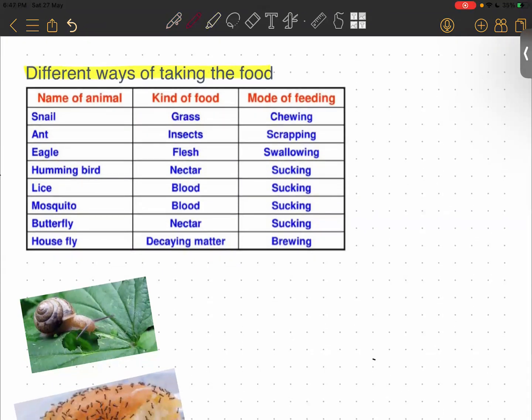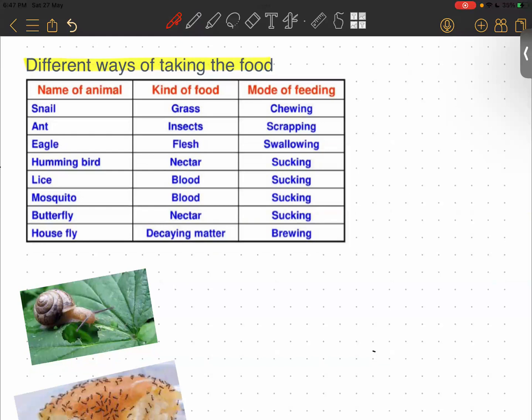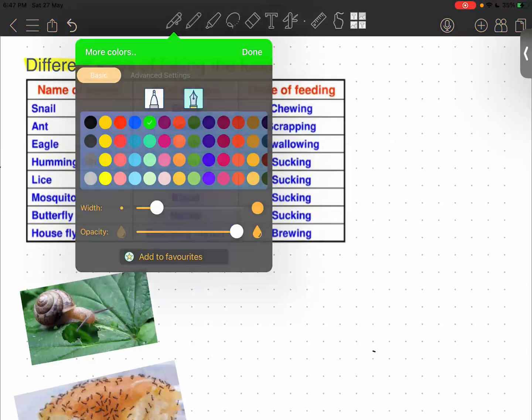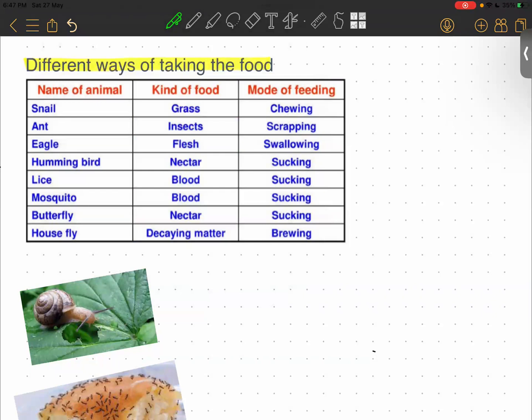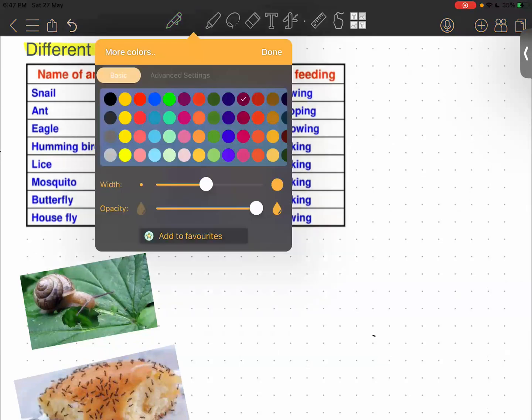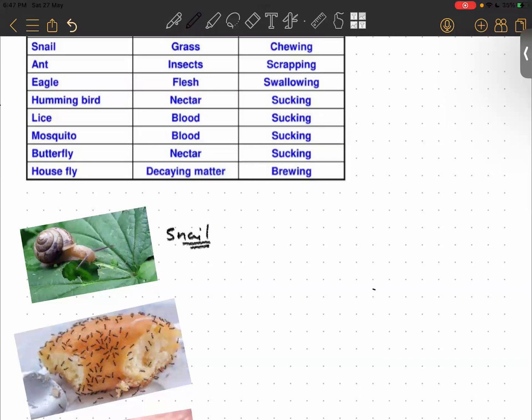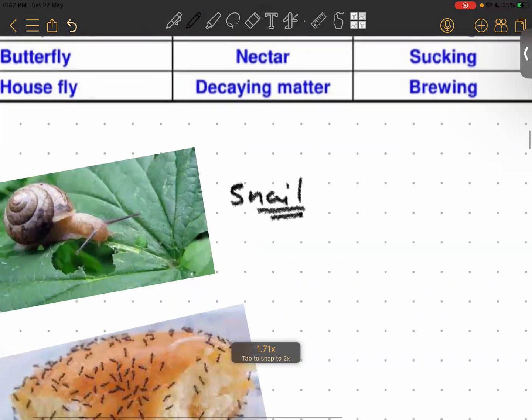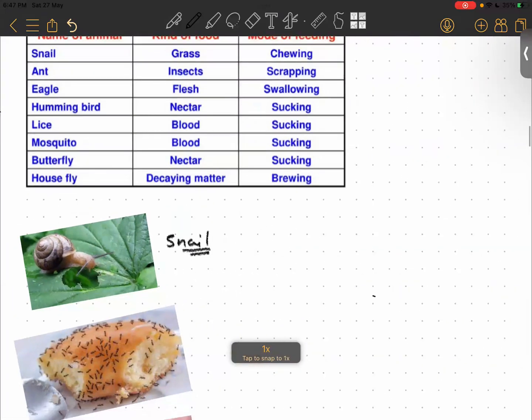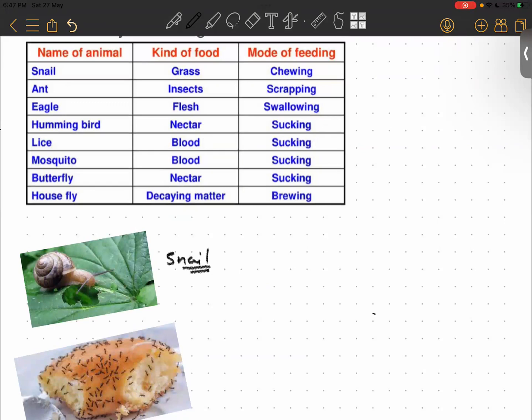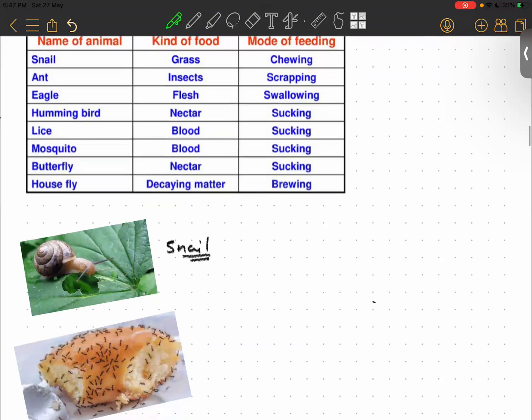Have a look at the diagram here. Have a look at this table. See this snail. What does it do? It eats grasses. And how does this snail eat the grasses? I have a diagram of a snail here. In the figure, you can see this snail is breaking this leaf into pieces, into crumbs, and then eating it. See how this snail is chewing the leaf here.